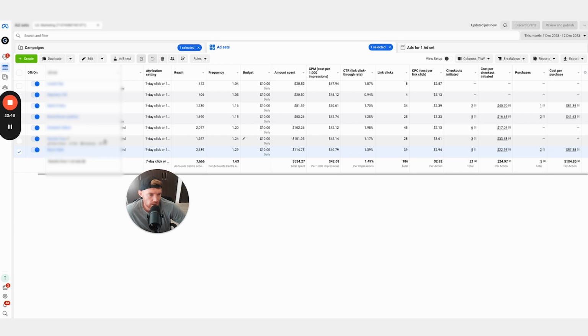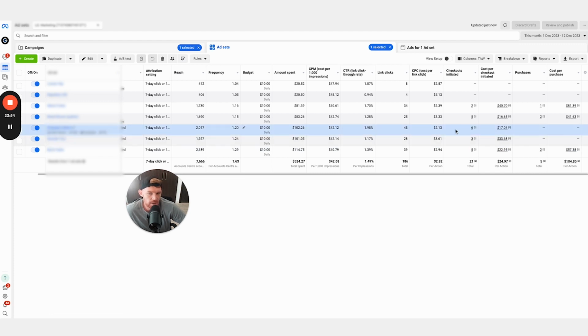That makes sense. And then these 2. These have both spent over $100, right? So we're getting into that territory of, okay, I'm just going to turn it off. This one in particular looks like it could be okay because the cost per initiate checkout is so low. It's $17, which is below the average here.